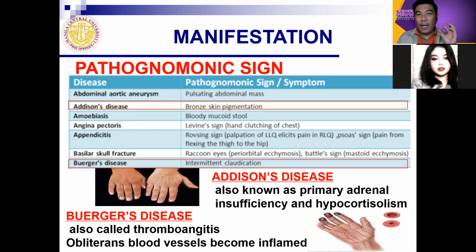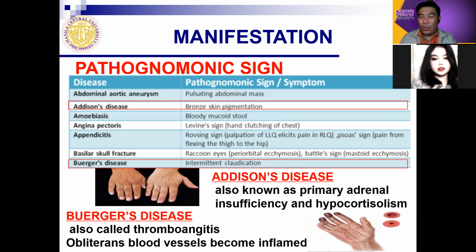Okay? So tatlo na yung na-identify natin ha, na pathognomonic. Pag nagpo-pulsate may mass sa abdomen, abdominal aortic aneurysm. Pag ang color naman ng hands, extremities, ay bronze skin pigmentation, Addison's disease. So sinabi natin that Addison's are problems with kidneys, specifically adrenal insufficiency and decreased cortisol level. Pag amoeba, bloody mucoid stool. Let us now proceed to the next.